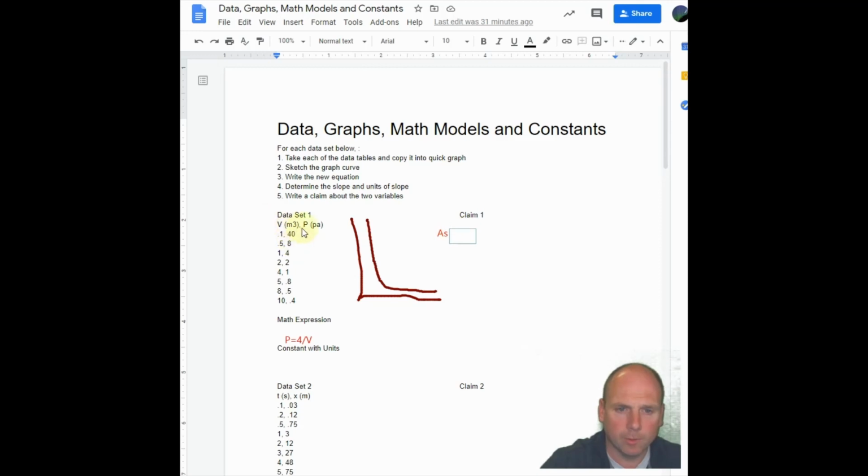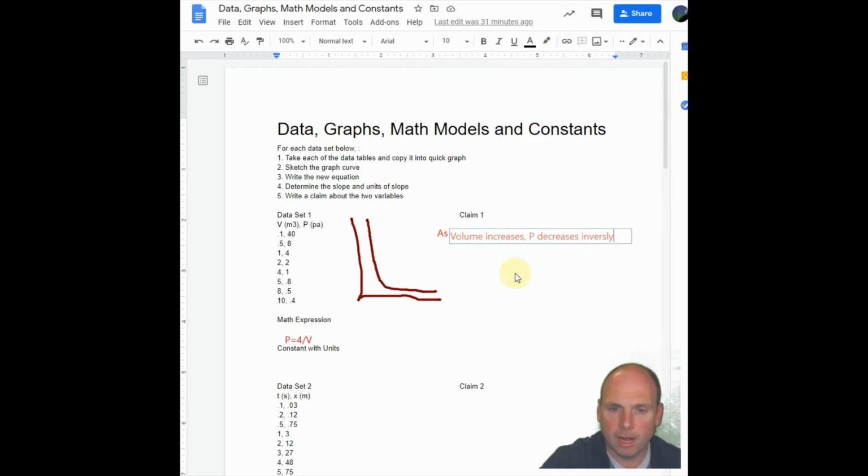So I've written as x increases, but it's not x, it's volume. As volume increases, pressure, P, if you don't know what it is, you can just write P, decreases inversely. There it is. I've written the claim using the cheat sheet for this.